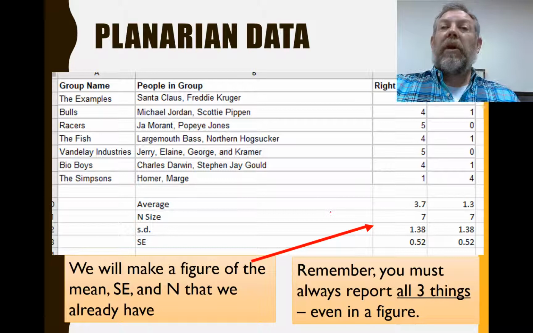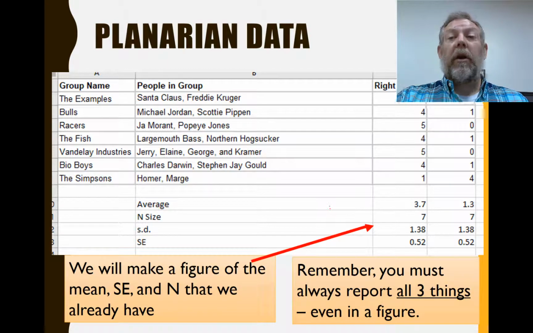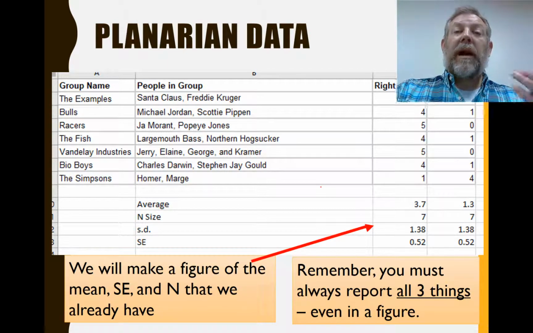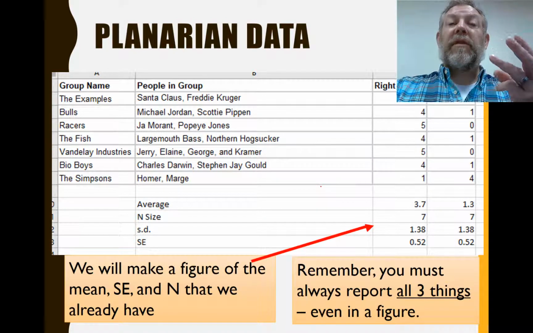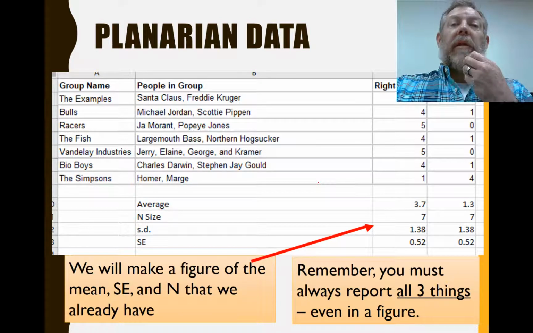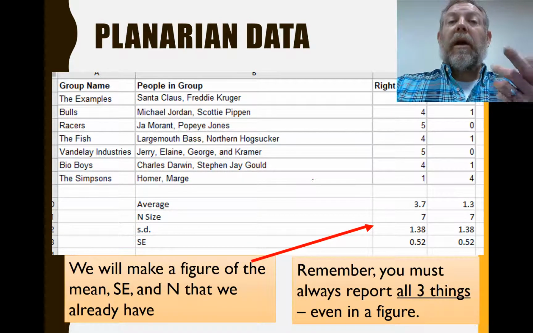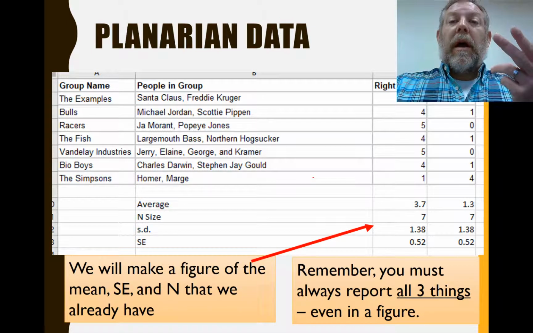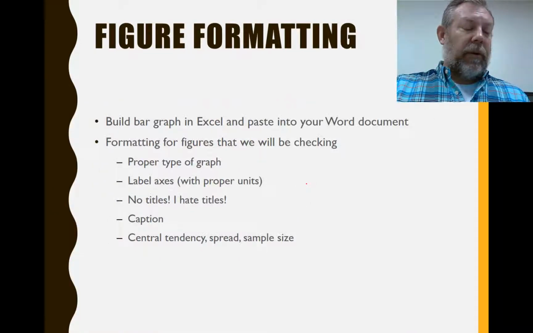We're going to take the central tendency, spread, and sample size and put them all into a figure. We still must report all three things. One by itself is no good. Two by themselves is no good. You've got to have all three, even if it's in a figure. But if we use the standard error and the mean, the standard error contains both spread and sample size, so then we would have all three things.